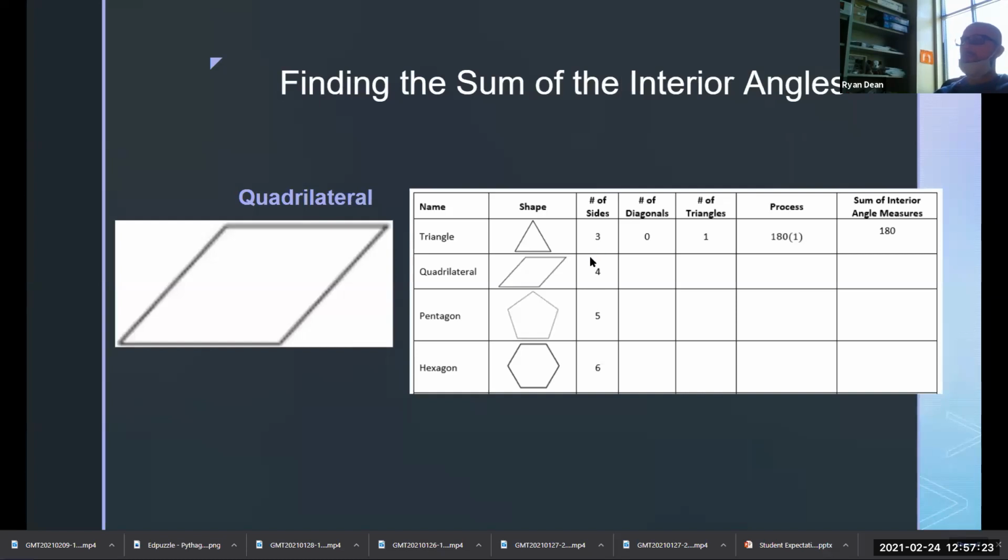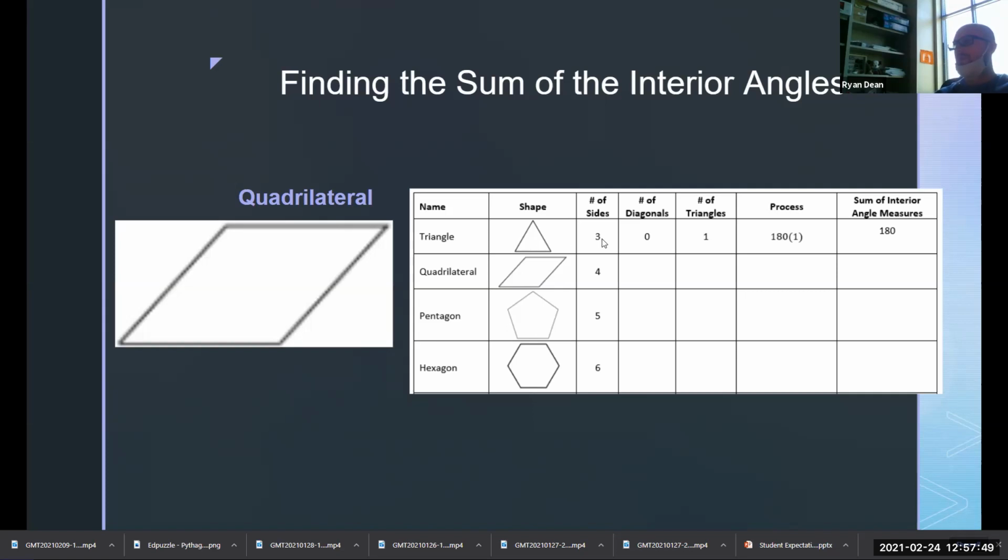All right, so the first part of this unit is going to be finding sums of interior angles. So we all know that a triangle has 180 degrees. So I've got this little sheet here that helps us to determine how we come about this 180 degrees and the sum for each one of the other shapes. Okay, so we start with the triangle.